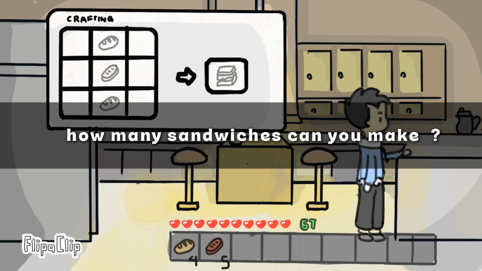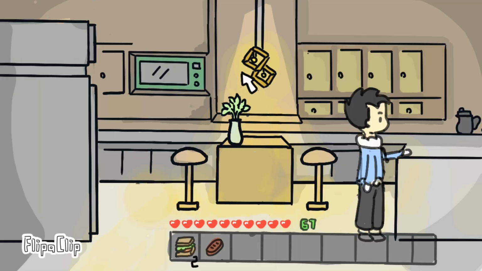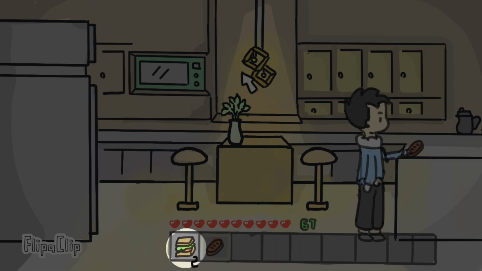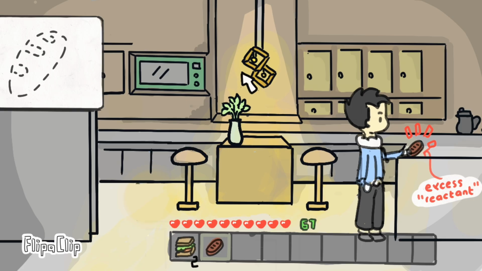How many sandwiches can you make? Let's craft it to find out. You can only make at most 2 sandwiches, since we have 1 meat left that is considered as our excess reactant, whereas the bread is considered as our limiting reactant, because it limits the number of sandwiches we can make. This cooking talk is all good, but let's find a more chemistry-like example.